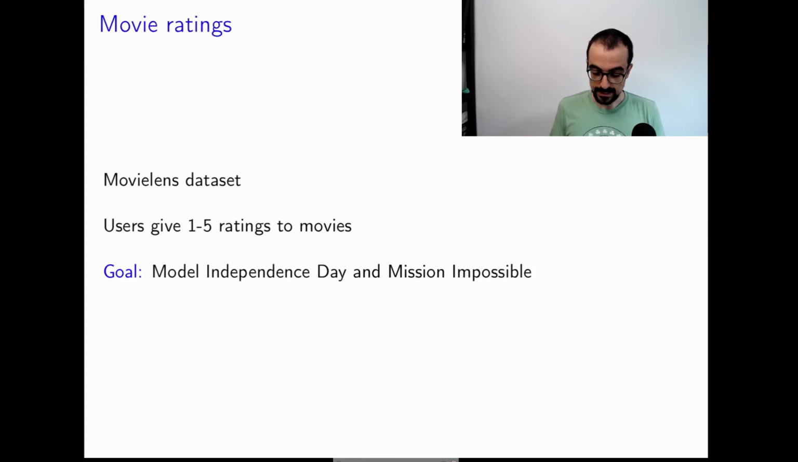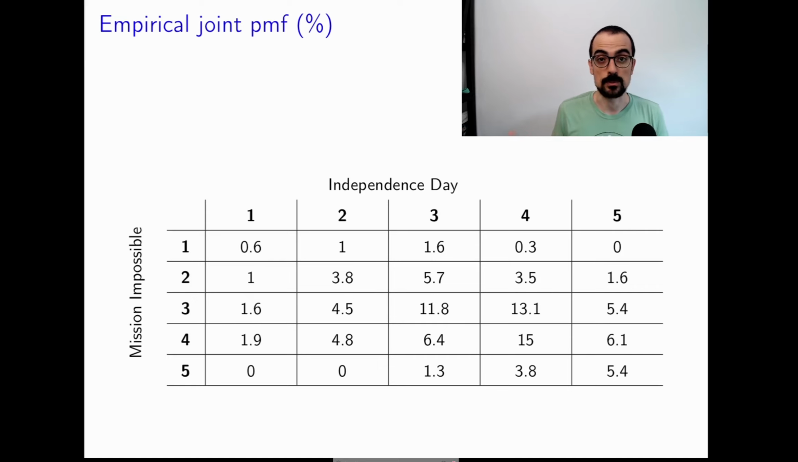Okay, so let's take a look at an example. Remember this movie data set where we were looking at the ratings obtained by Independence Day and Mission Impossible at the same time. So we're considering users that rated both movies. 1 is the worst rating, 5 is the best rating. And this was the joint PMF that we computed from the data. But now what if I'm only interested in Mission Impossible?